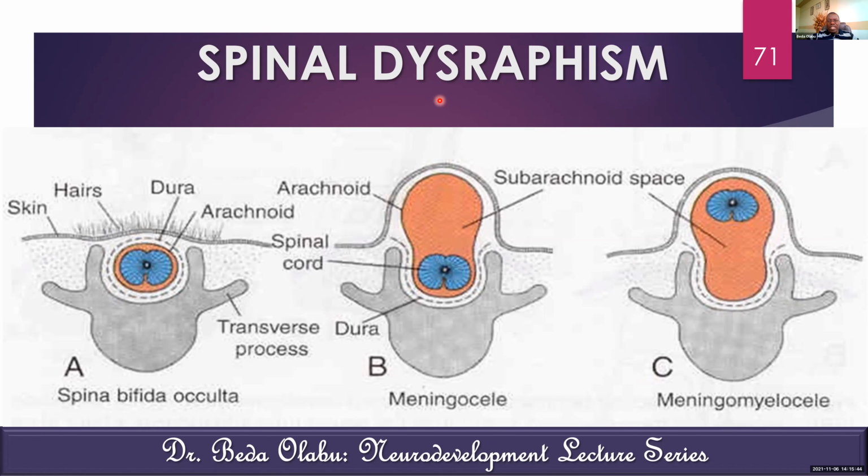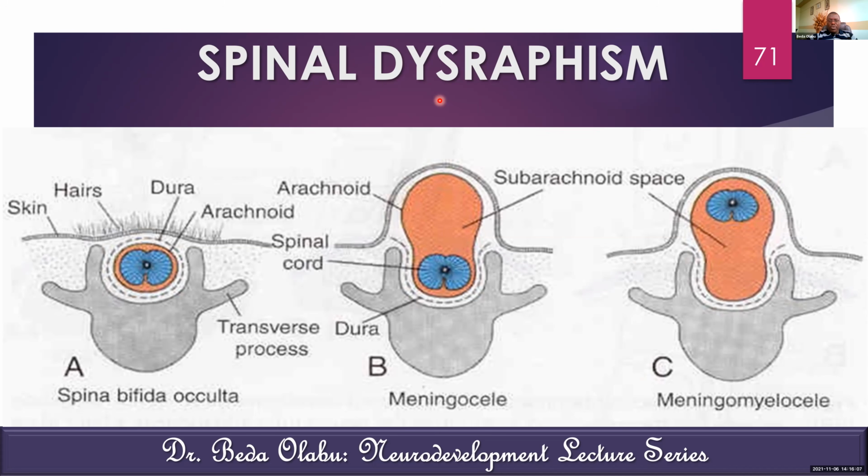Generally, those are neurotube defects. Now, the ones we call spinal dysraphism are specifically neurotube defects that occur at the level of the spine and spinal cord. This is to distinguish them from the cranial defects.